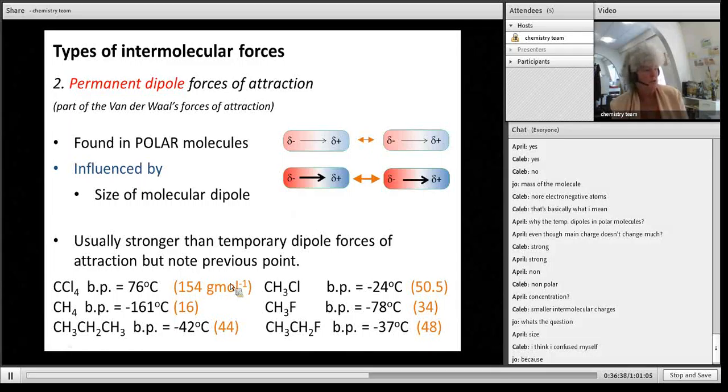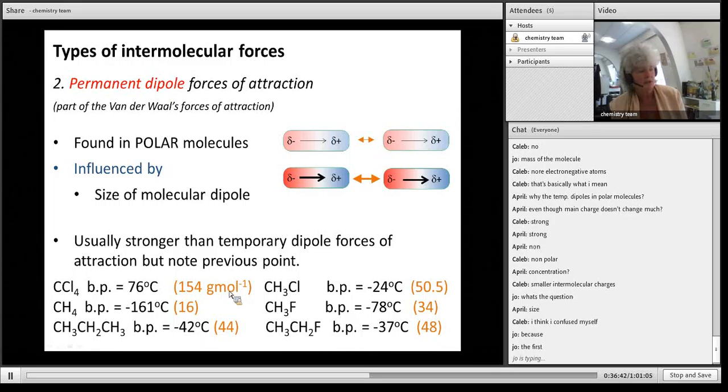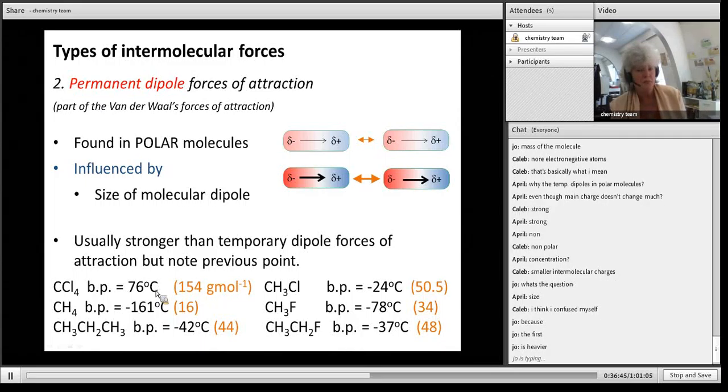Okay, right, so this is a much heavier molecule, so those temporary dipole forces of attraction are much stronger in here, giving this a much higher boiling point. Here, although this is polar, it's only weakly polar, so you've only got weaker permanent dipole force of attraction, and it's not very heavy, so you've got even weaker temporary forces of attraction.